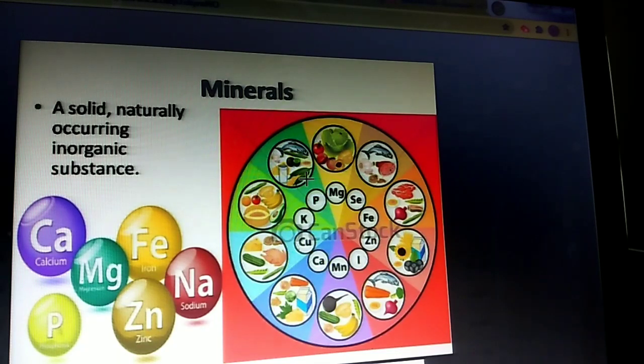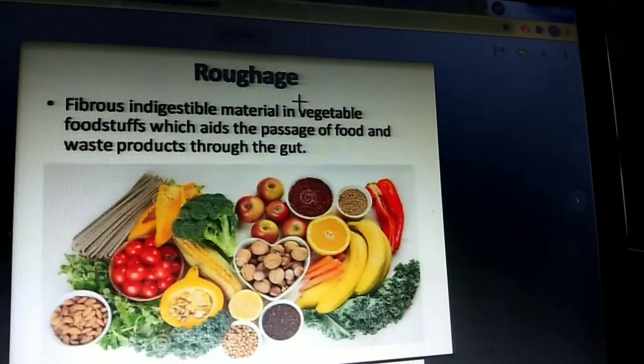Minerals and vitamins are very much necessary for our metabolic activities. So if they are not there in our body, what will happen? We'll see in the next classes. Now, next coming to the other two important things, fiber and water.